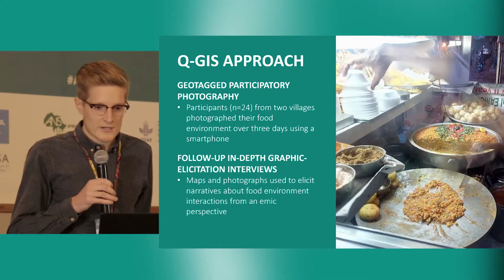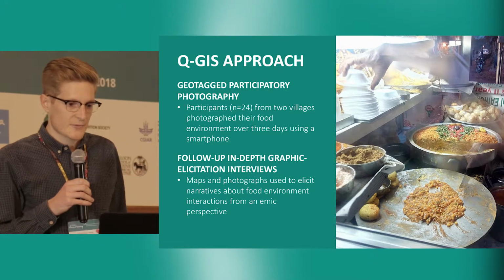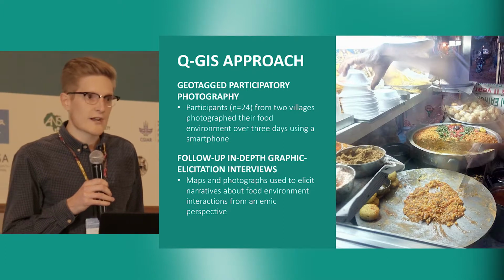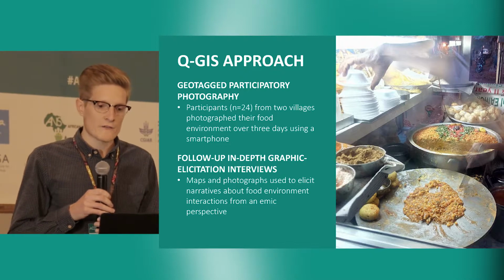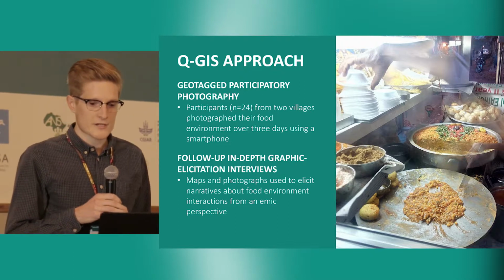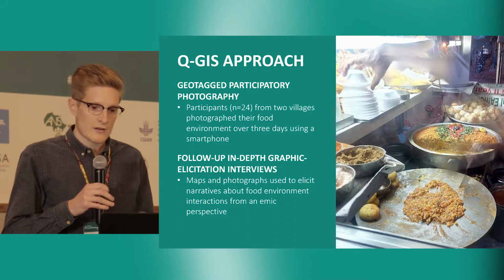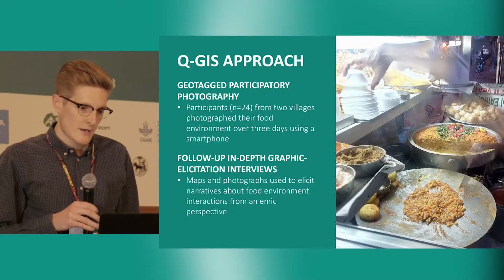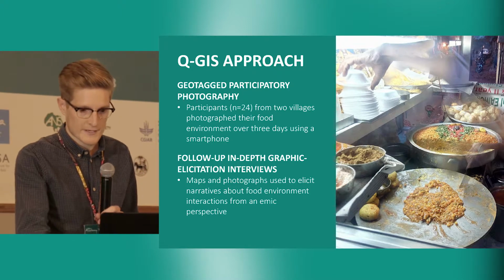So as I said, as part of my PhD research, I've been developing a qualitative GIS approach. This includes geotagged participatory photography and also follow-up in-depth graphic elicitation interviews. I had 24 participants from 2 villages outside of Hyderabad in India, and they photographed their food environment over a 3-day period using a Samsung J2 smartphone. These photographs were then downloaded and mapped. The participants chose their favorite photographs, and these were printed out and taken back to follow-up interviews. The maps and the photographs were used to elicit narratives about food environment interactions from an emic perspective.